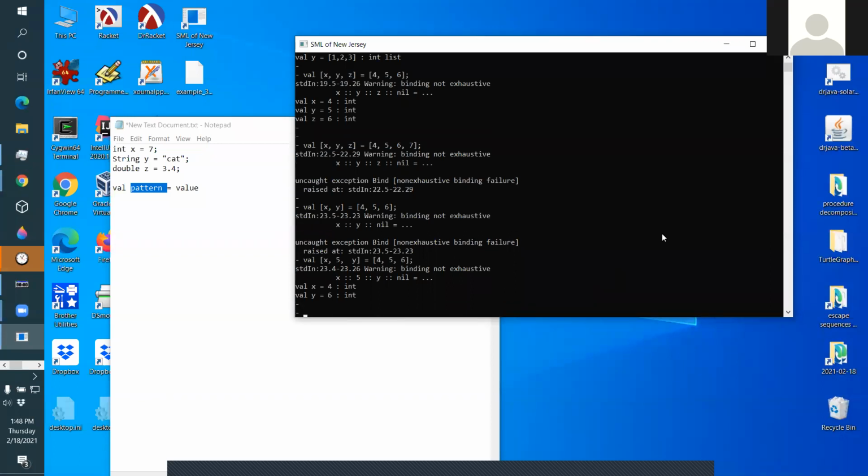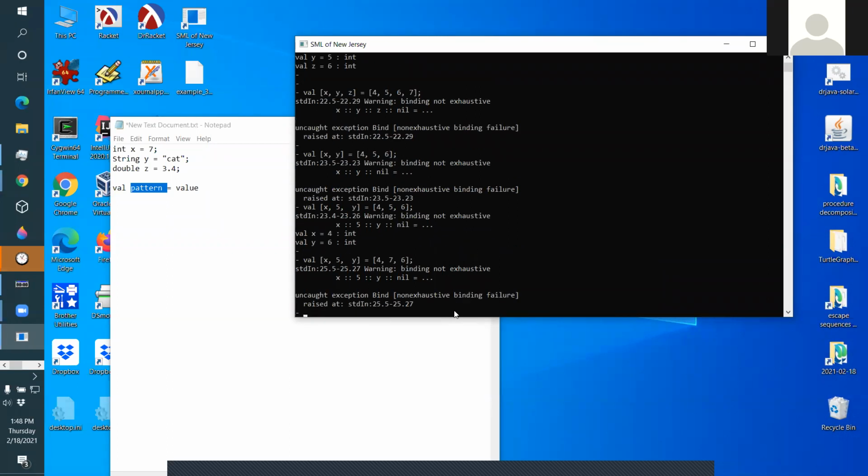If I do that one over again, and I put a 7 here, 5 doesn't match 7, so this one won't work. It did not match anything because the pattern on the left didn't match the value on the right, because the 5 didn't match 7. Values match themselves. Variables will match anything.